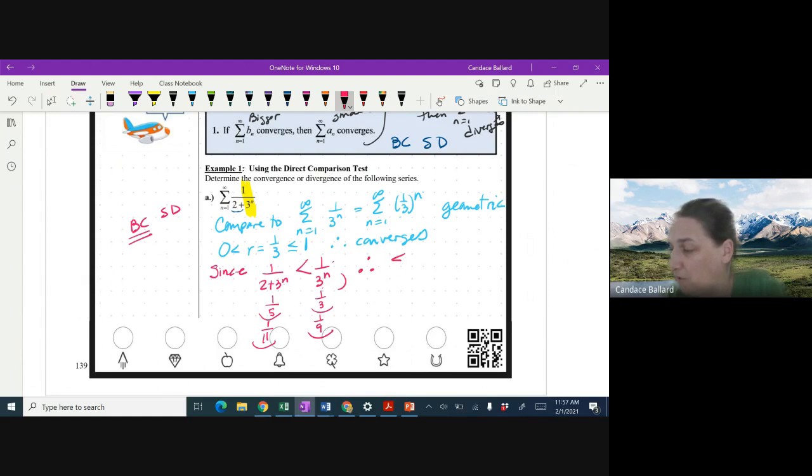So therefore, my original series, 1/2 plus 3 to the n, also converges.